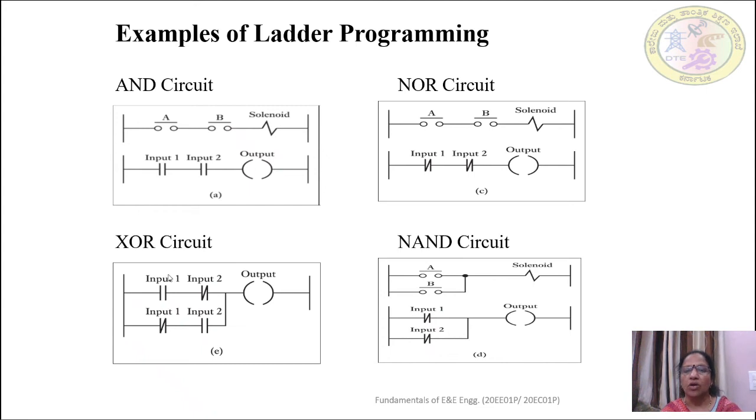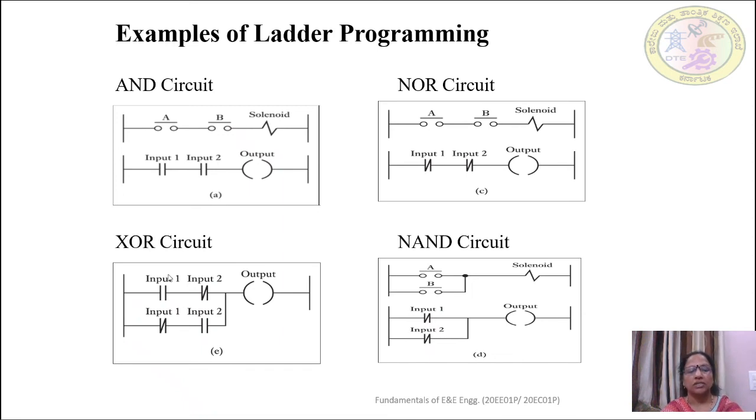Similarly, if we see the NOR circuit, in the NOR circuit also two inputs are there, input A and input B, and the output is the solenoid. And further here, we see that two normally closed inputs are there, input 1 and input 2, and the output is there. Output will occur when input 1 and input 2 occur.